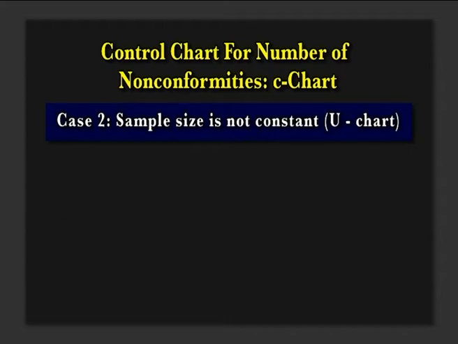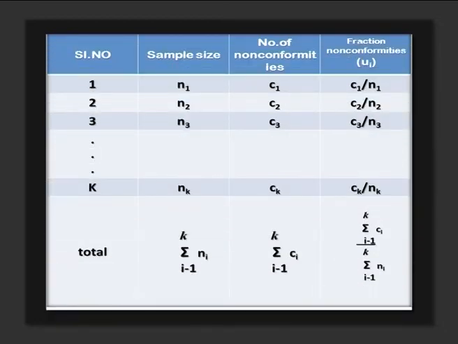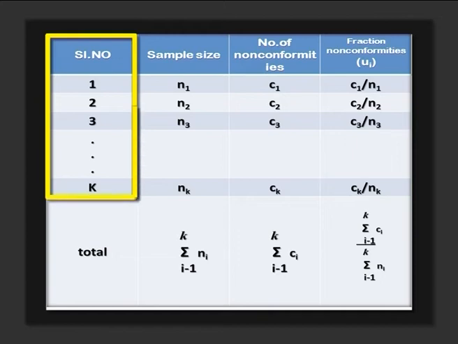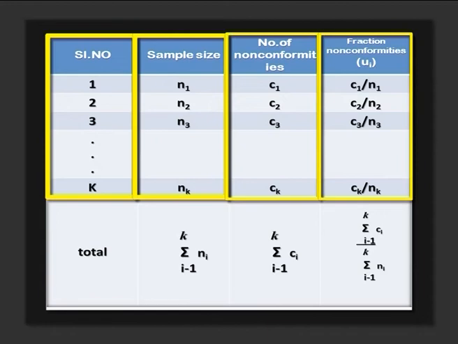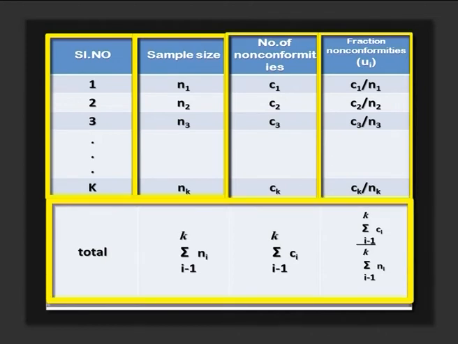Case 2. Sample size is not constant, that is U chart. Tabulate the data as explained below. First column is sample number, second column is sample size, third column is number of nonconformities and fourth column is fraction nonconformities. The difference from C chart to U chart is that here the sample size differs from subgroup to subgroup, hence we are adding one more column, that is computing the fraction nonconformities Ci divided by Ni for each subgroup. Compute the total number of samples inspected, summation Ni, and total number of nonconformities observed, summation Ci.